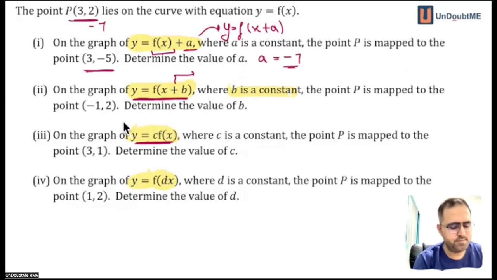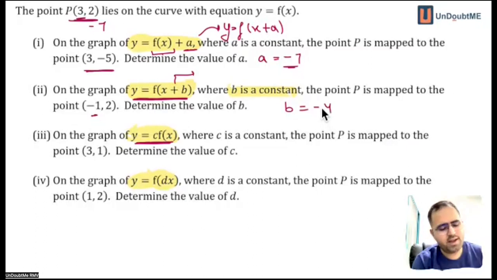Next. That 3 became -1. How can you make 3 into -1? Minus 4. So we can say the value of b will be -4, since -1 minus 3 is -4. Will it be -4 or plus 4? It'll be -4. Oh, no, wait.